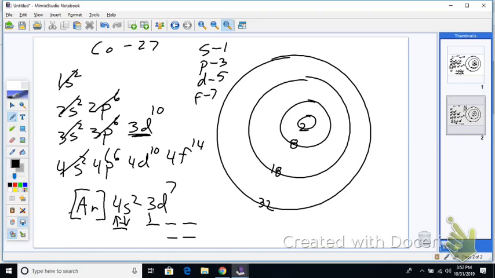So we fill them in one at a time. There's a rule, Hund's rule, that says you need to fill them in one at a time, and then once they're filled in at least once for each orbital, then you go back and pair them back up. So that would be the configuration for cobalt.